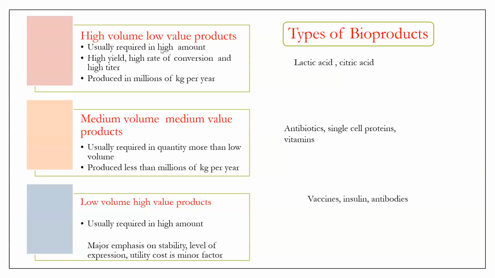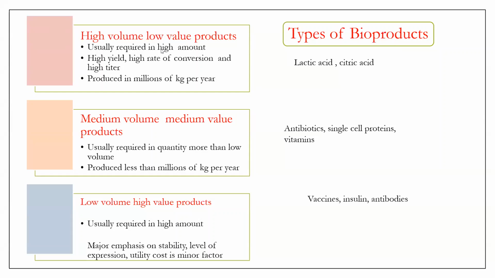When something is produced in very high amount, its value is very low, meaning it will be of low cost. Okay, so all those products which are produced in very high volume come under the high volume, low value products. Some are medium volume and medium value products, meaning they are produced more than the low volume ones, but their requirement is also medium. Normally antibiotics, single cell proteins and vitamins come under these medium volume and medium value products.